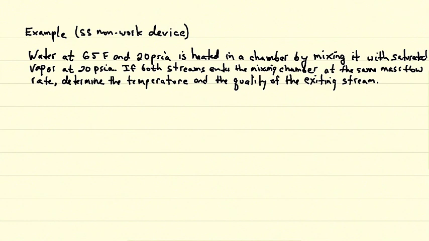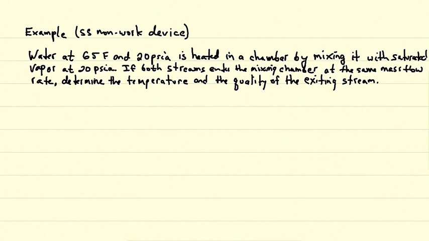Howdy, and welcome to a Mean 315 auxiliary lecture, where in this lecture what we are doing is we're calculating the properties of a steady state non-work device. Of course there are several devices that we talked about that are steady state non-work devices: nozzles, diffusers, throttles, mixing chambers, pipe flow, duct flow heaters, and heat exchangers.